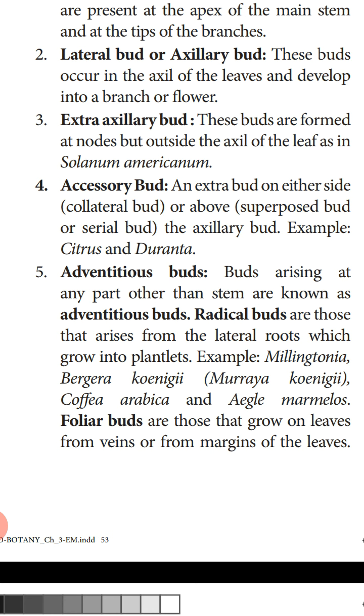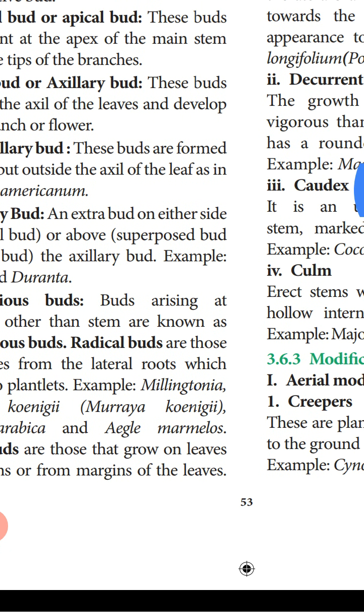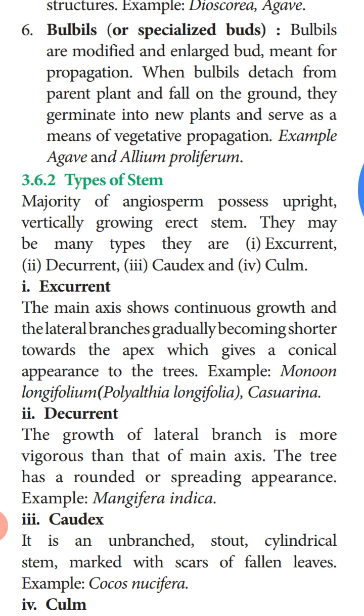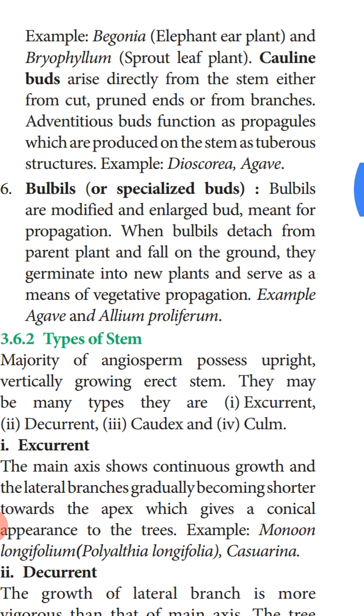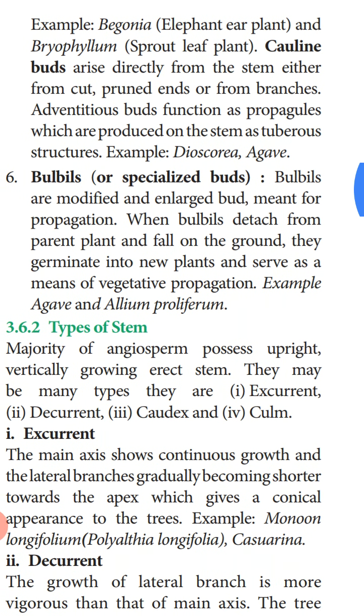Foliar buds. Foliar buds are those that grow on the leaves from veins or from margins of the leaves. So if any buds are present in the margin or the veins of the leaf, then they are called foliar buds. An example you can see in Bryophyllum. In the margin of the leaves, the buds are present, and from these buds a new Bryophyllum plant can develop.